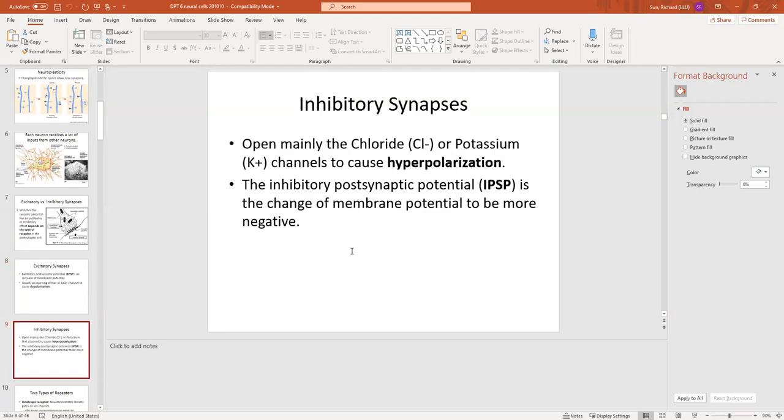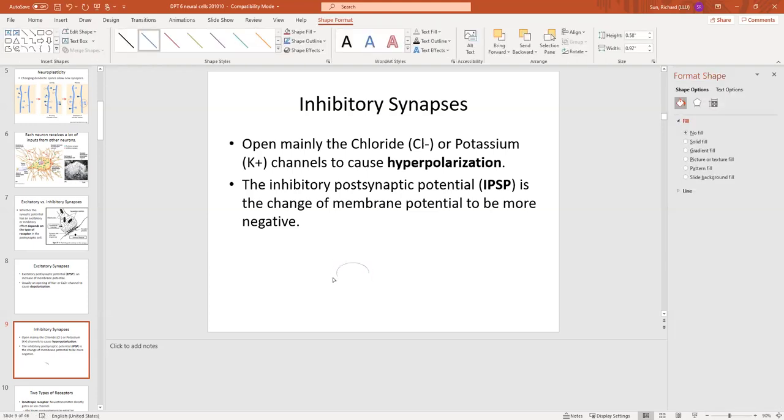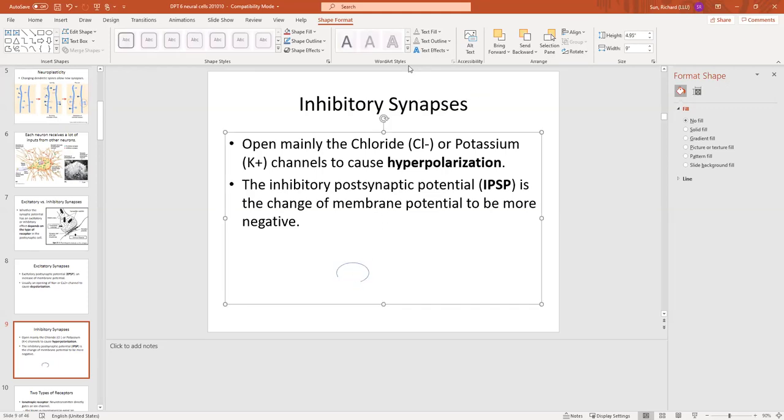On the other hand, we may have the inhibitory. It's typically caused by the opening of chloride channels. Chloride is a negatively charged ion. Say this is the positive side.